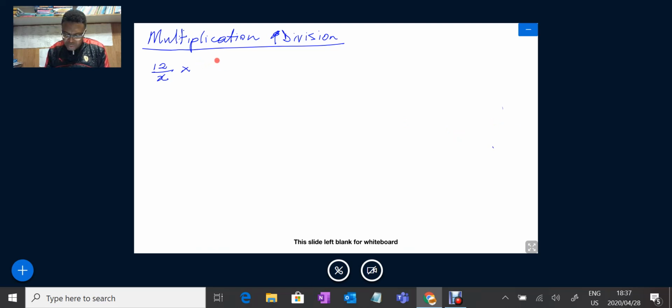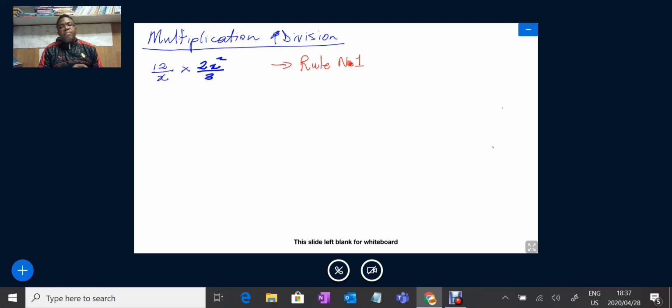2 x squared over 3. Okay, it looks better. Here we're going to use rule number 1. Rule number 1 here is applicable. To me, this looks like rule number 1.